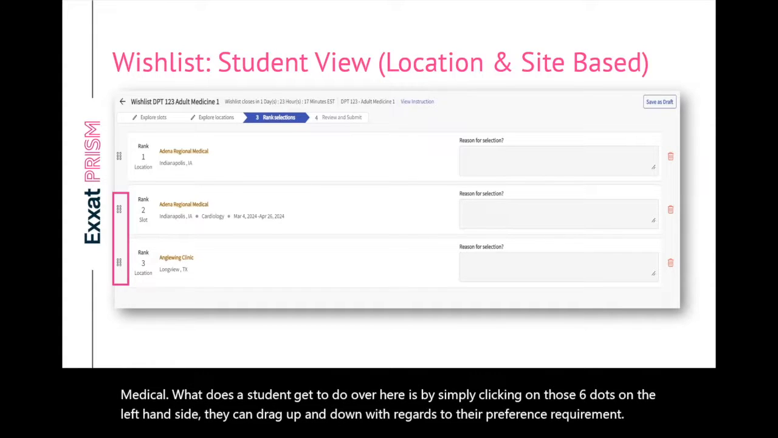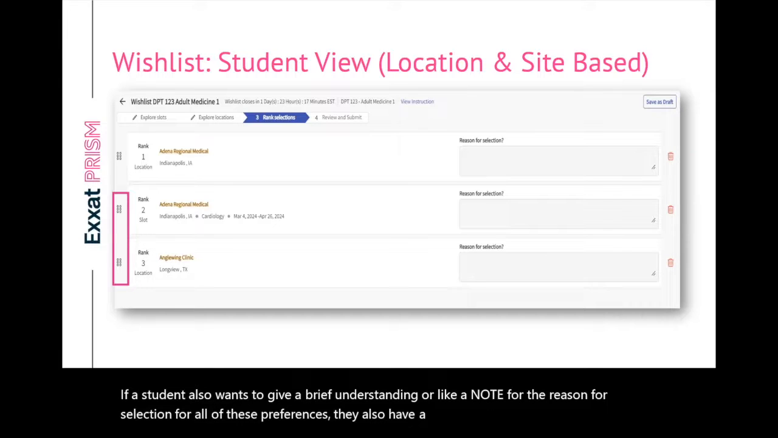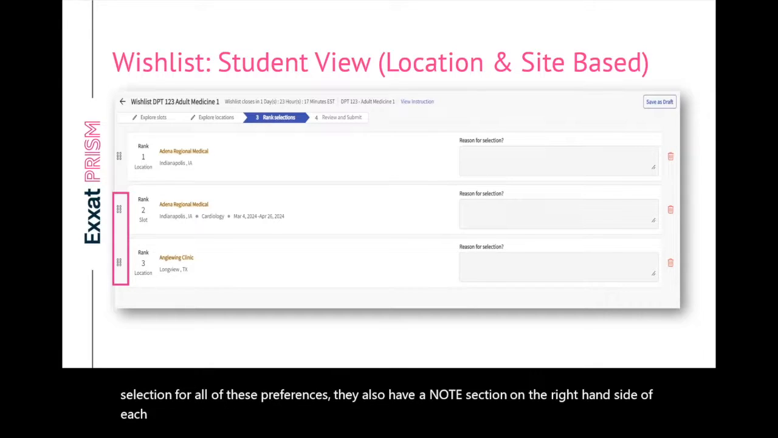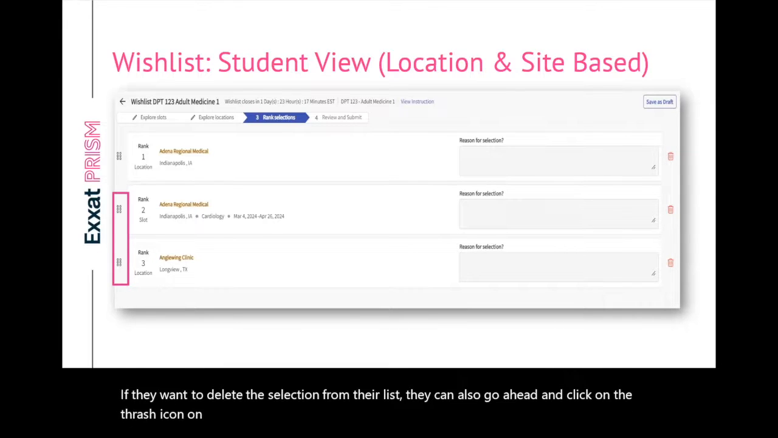If a student also wants to give a brief understanding or a note for the reason for selection for all of these preferences, they also have a notes section on the right hand side of each preference, and they can give you detailed notes over there as to why they are making this selection. If they want to delete the selection from their list, they can also go ahead and click on the trash icon on the extreme right hand side of the screen.